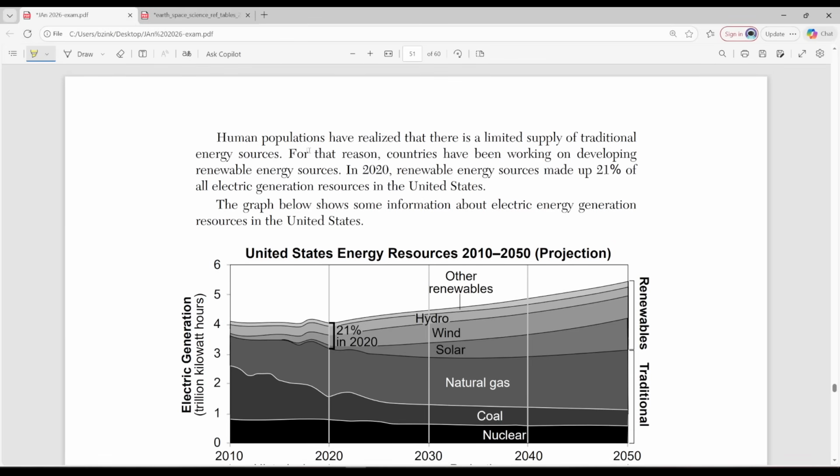All right, human populations have realized that there is a limited supply of traditional energy sources. For that reason, countries have been working on developing renewable energy resources. We've already done clusters on renewable energy. A lot. Like, we changed the topic. Where's the weather? Has there been any weather questions? I don't remember. Still no plate tectonics. In 2020, renewable energy sources made up 21% of all. Okay.